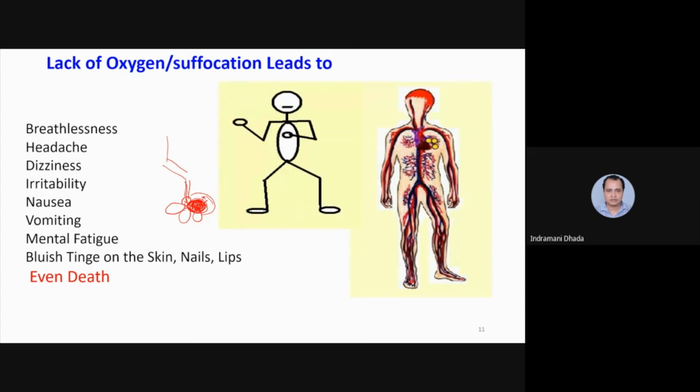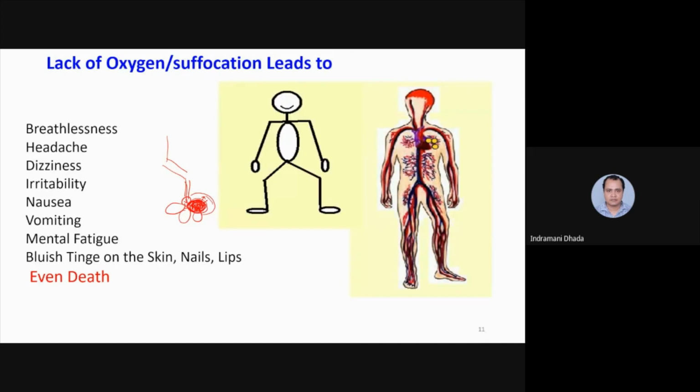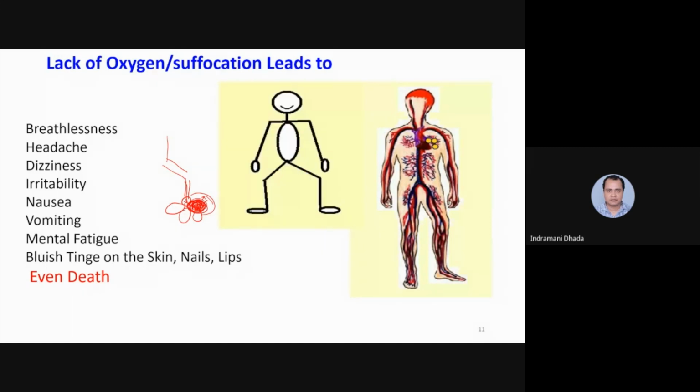If our body is not getting oxygen, then we feel breathlessness, headache, dizziness, irritability, nausea, vomiting or mental fatigue, and there are some other diseases also. Sometimes due to choking of the lungs we can have a death situation.